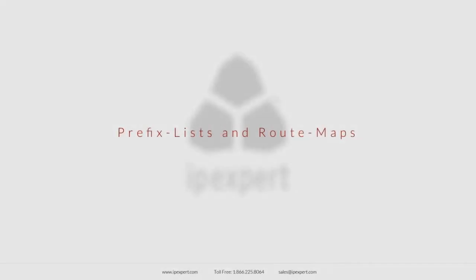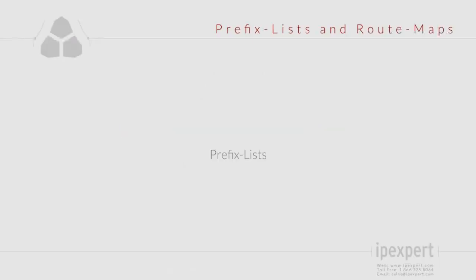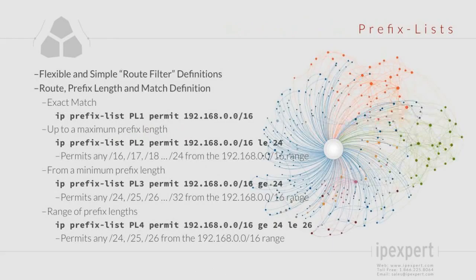In this section, I'm going to talk about two route filtering features that IOS provides us with that allow easy filtering of routes. These are prefix lists and route maps. First, let's talk a little bit about prefix lists.